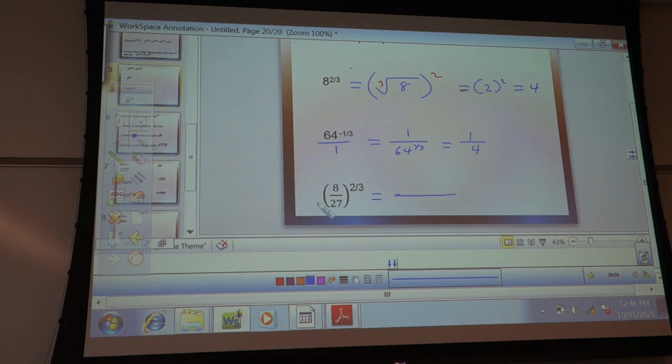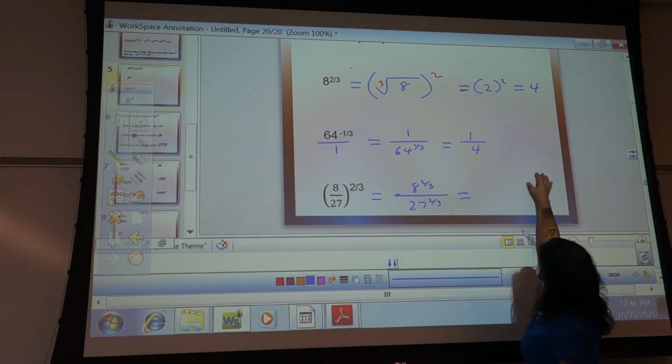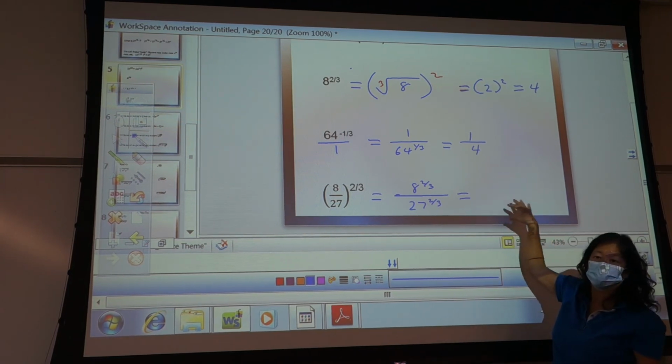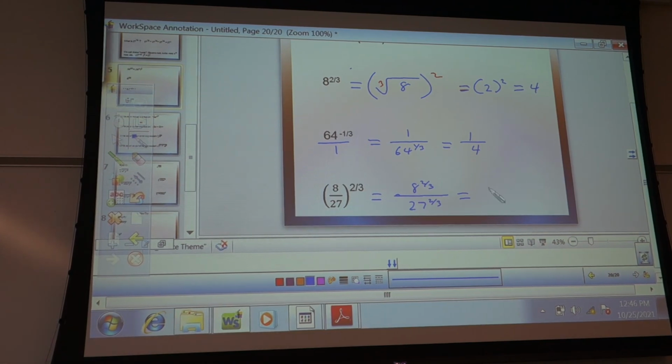And then this next one, we're going to do them in pieces. So we're going to do the 8 on top, and 27 to the 2/3 on the bottom. Do the same thing you did with the 8 to the 2/3 above, down here. Do the top part separately and the bottom part separately. Put that exponent on both the top and the bottom. Fill in something here, and here.